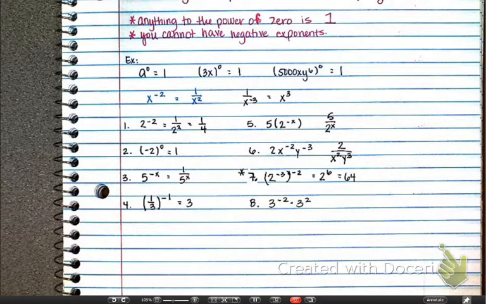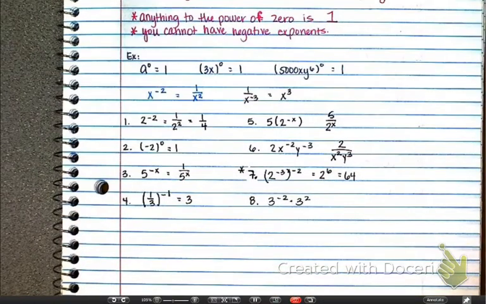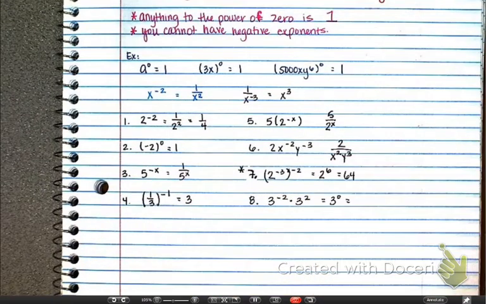Number 8, I probably would look at that one as well, but if you flipped it, you'll be okay. What are you allowed to do with these exponents? Add them. What is negative 2 plus 2? 0. 3 to the 0 power is 1.